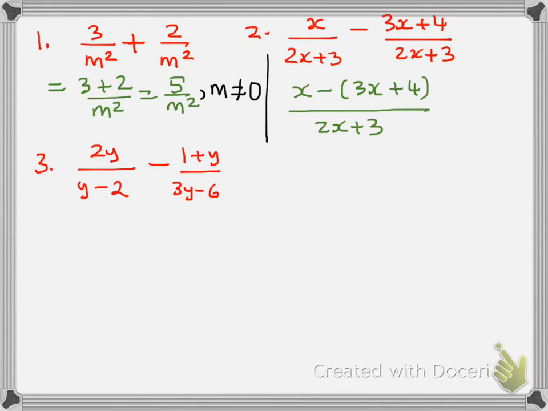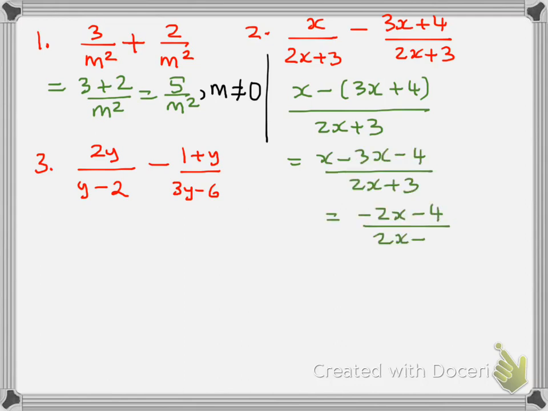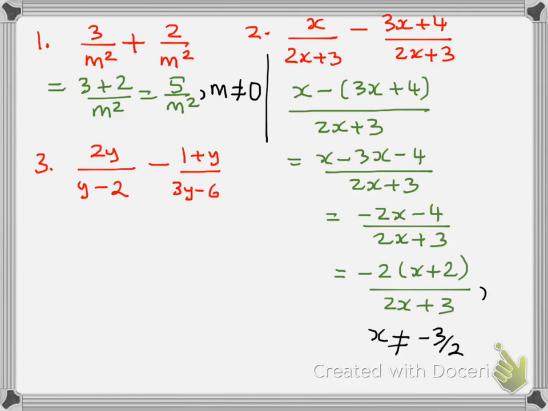But in combining the numerator, you can see that the numerator for the second rational expression is a binomial, right? So you have to be careful there that you are subtracting the entire numerator. That's why I have brackets in there. If you open up those brackets and collect like terms, you will have negative 2x minus 4, and you can factor the numerator. There's a negative 2 as a common factor there. Your restriction is that x cannot be negative 3/2.